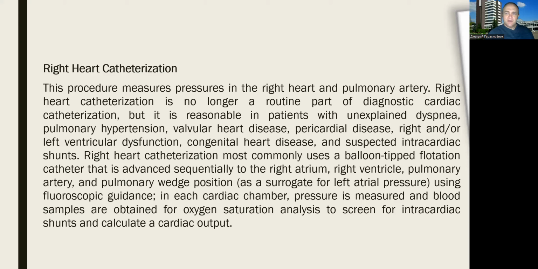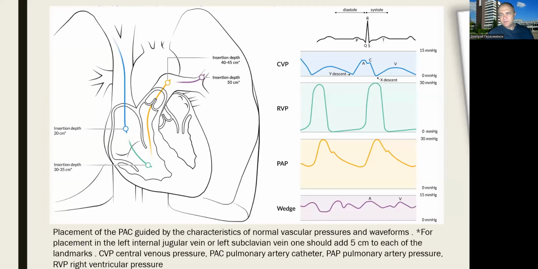Right heart catheterization most commonly uses a balloon-tipped flotation catheter that is advanced sequentially to the right atrium, right ventricle, pulmonary artery, and pulmonary wedge position, using fluoroscopic guidance. In each cardiac chamber, pressure is measured and blood samples are obtained for oxygen saturation analysis to screen for intracardiac shunts and calculate cardiac output.